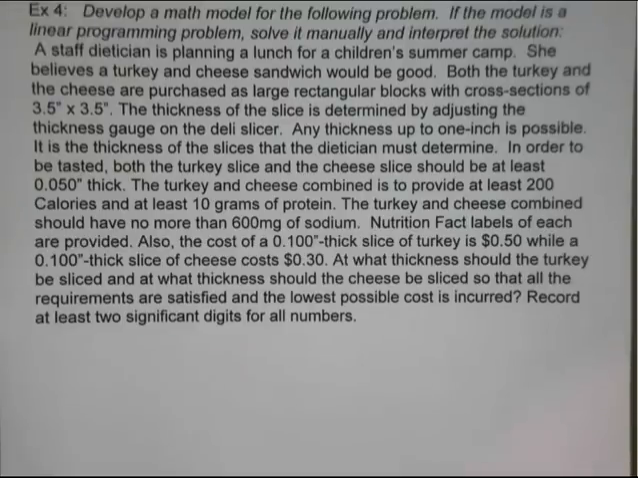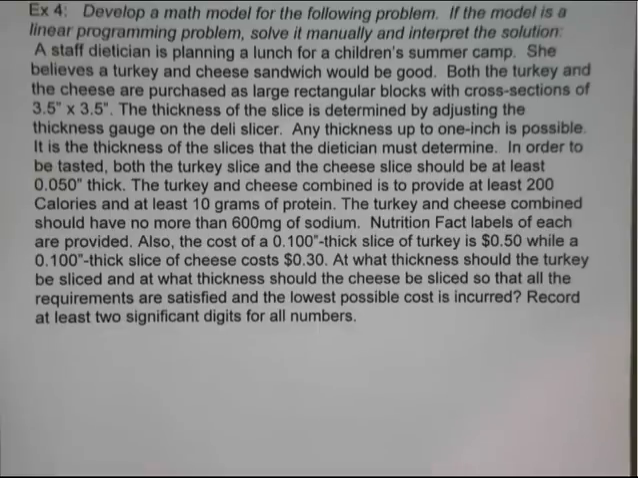Both the turkey and the cheese are purchased as large rectangular blocks, with cross-sections of 3.5 inches by 3.5 inches. The thickness of the slice is determined by adjusting the thickness gauge on the deli slicer. Any thickness up to 1 inch is possible. It is the thickness of the slices that the dietitian must determine.